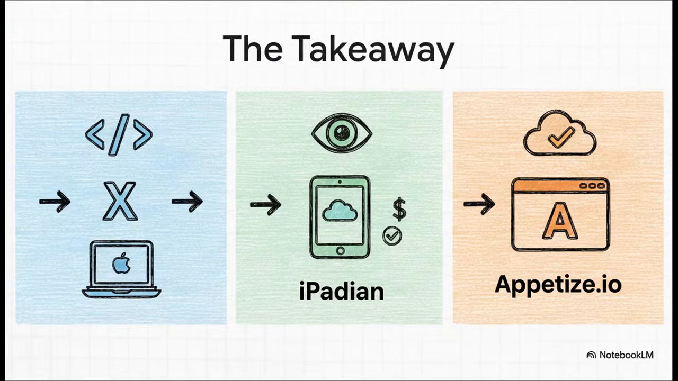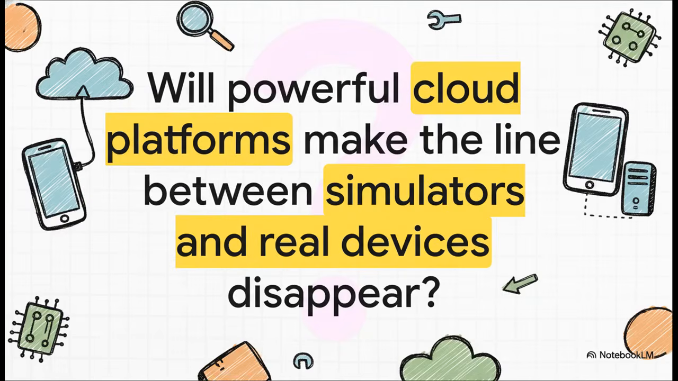So here's the bottom line, the main takeaway. If you're a professional developer on Windows and you have access to a Mac, the official remoted iOS simulator is your best and freest option, for sure. If you just want a quick, cheap way to see the iOS look and feel, iPadian is the hands-down winner. And if you need powerful, flexible testing and demos that you can run from anywhere, Appetize.io is a fantastic web-based solution.